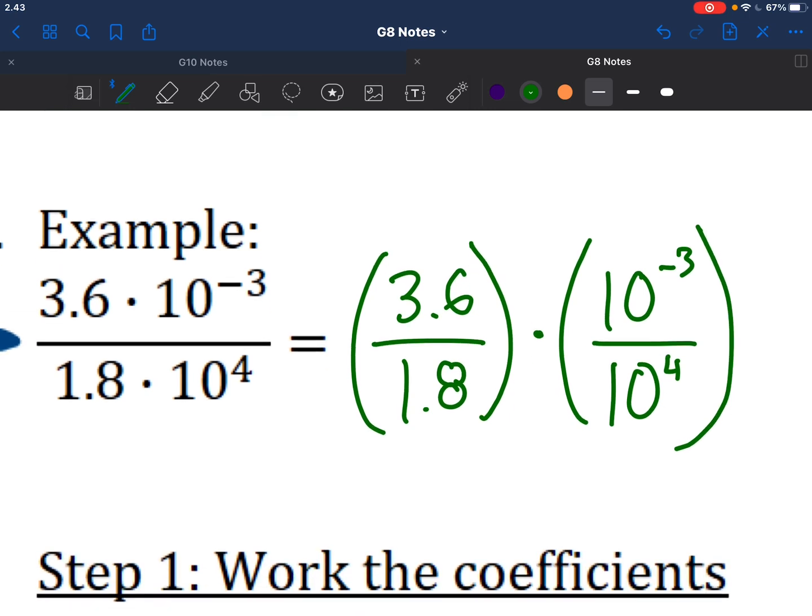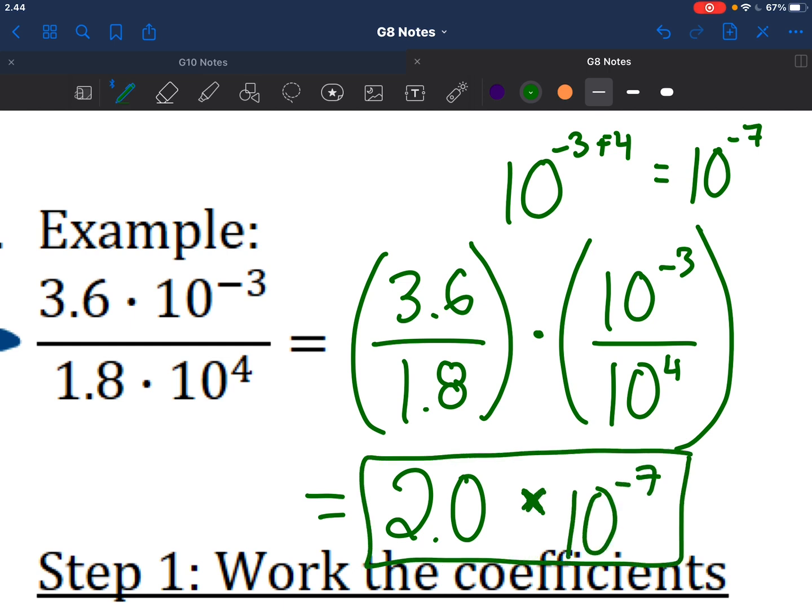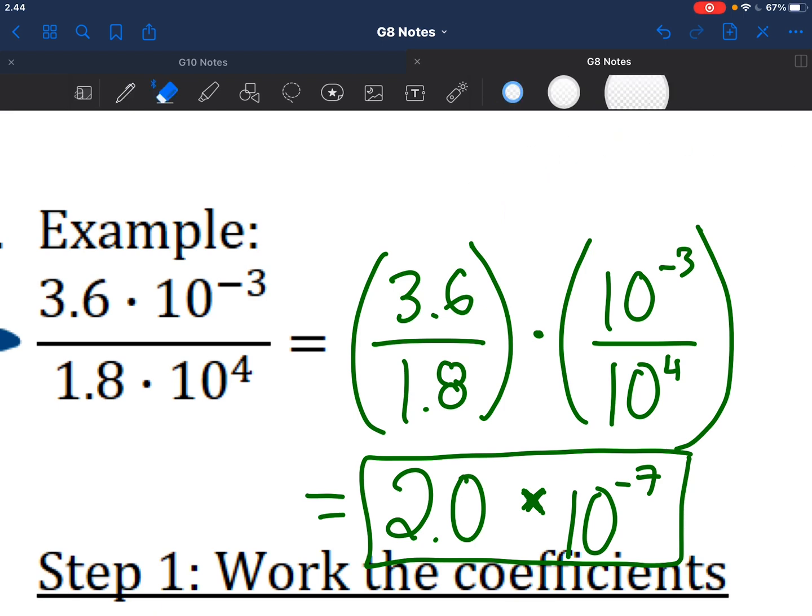And you work your magic here, right? 3.6 divided by 1.8 is 2, or 2.0, times 10 to the power of negative 3 divided by 10 to the power of 4. That's 10 to the power of negative 3 minus 4. That means 10 to the power of negative 7. And there you go. Look at that. No sweat at all. And you are done.